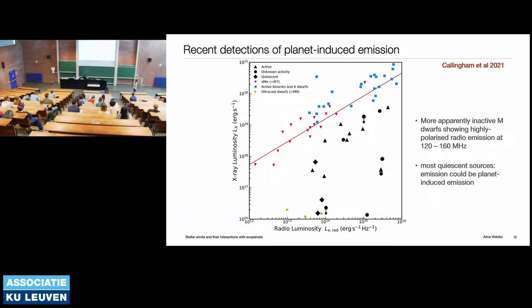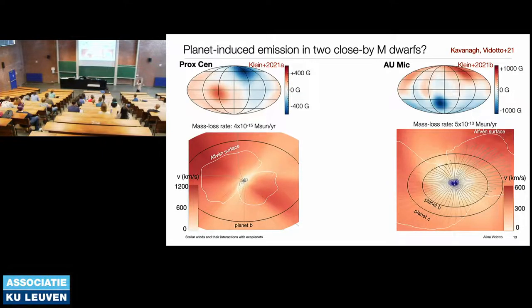So one promising explanation is that these stars could have excess radio emission that is induced by a planet. And we actually did some simulations looking at two M dwarfs. This is Proxima Centauri that I already mentioned before, and this is AU Mic. AU Mic is very young, about 20-something million years old. And again, we did a similar process. You have a magnetic map that is used as a boundary condition and also helps to drive your wind. And you have here at the bottom the stellar wind.